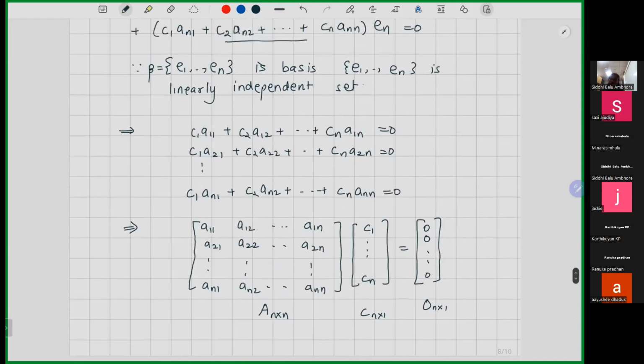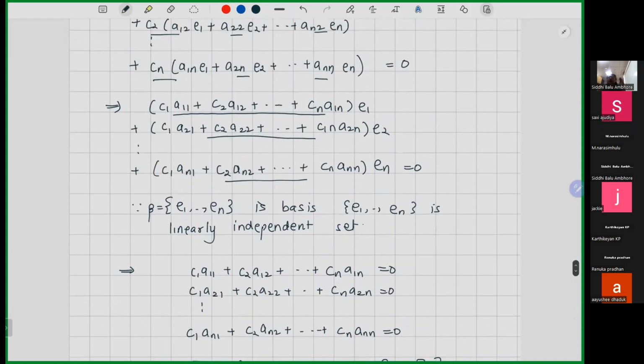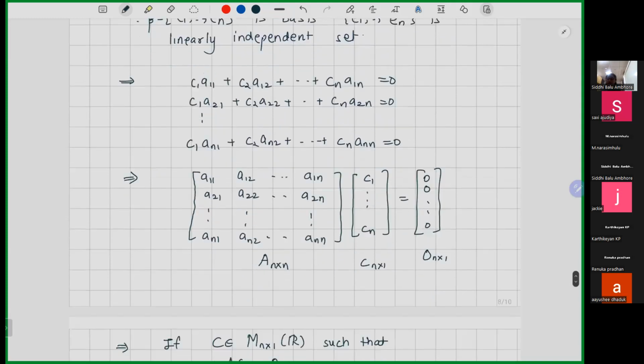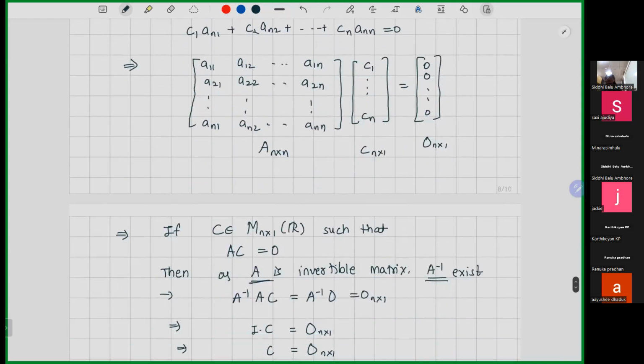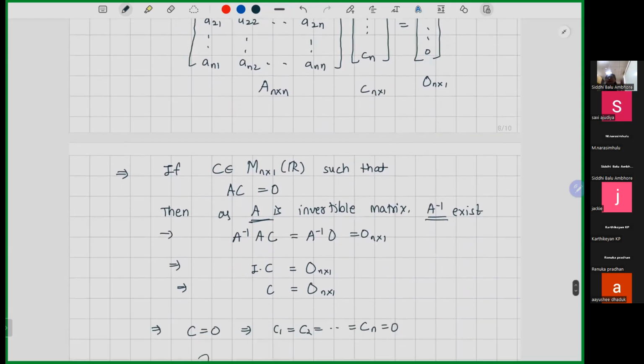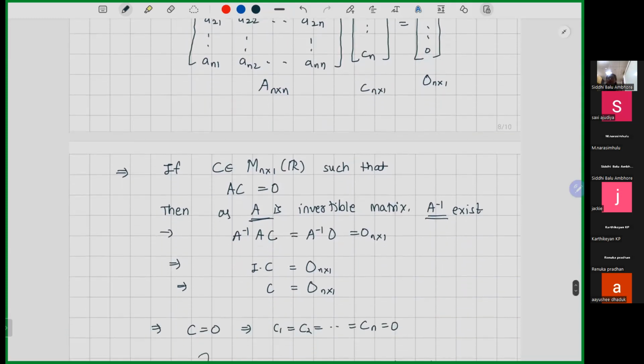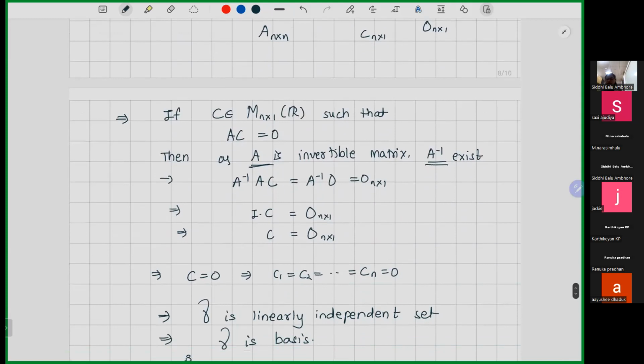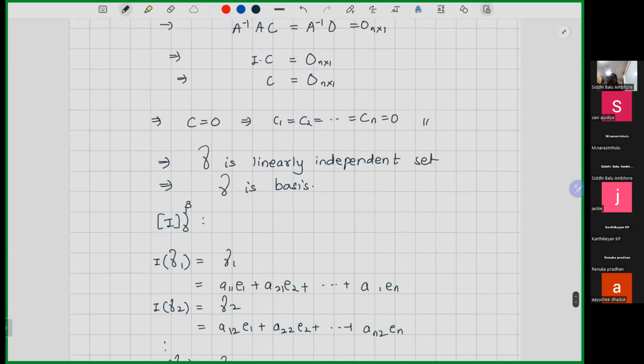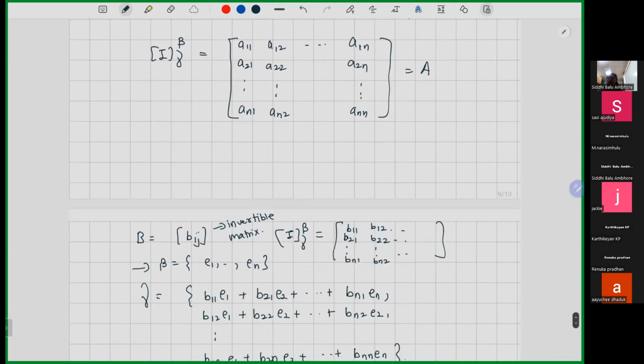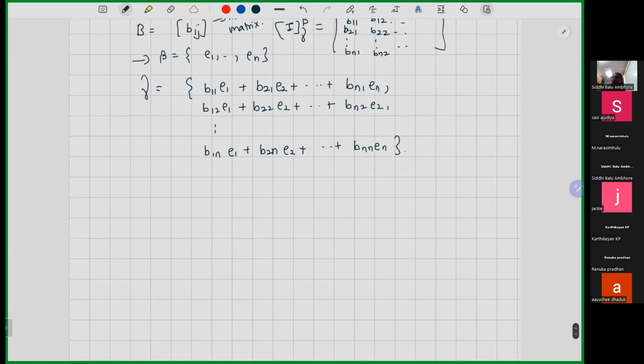So far, for writing gamma, we needed A to be an invertible matrix. But in order to have that gamma a basis, we explicitly needed that A is an invertible matrix. We actually use the fact that A is invertible in order to prove that gamma is a linearly independent set. Okay, any doubts in this question?